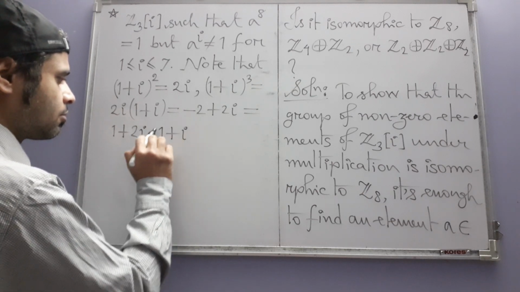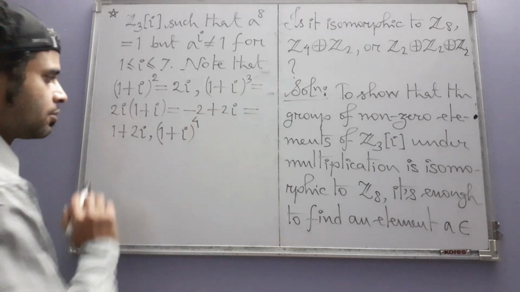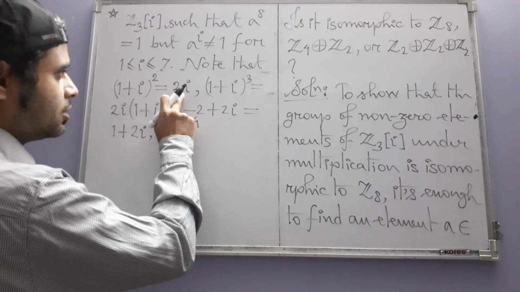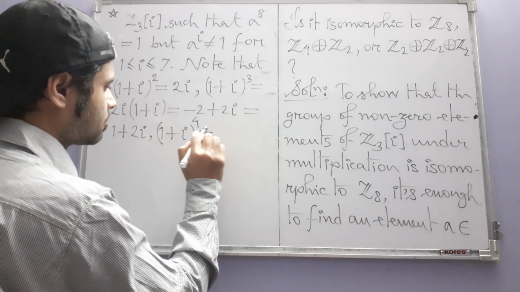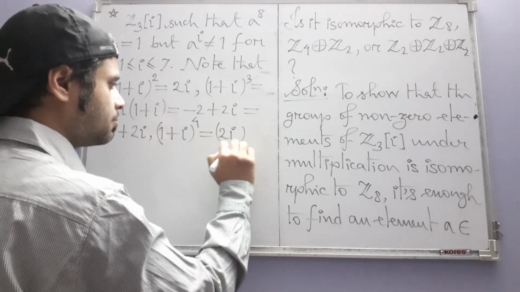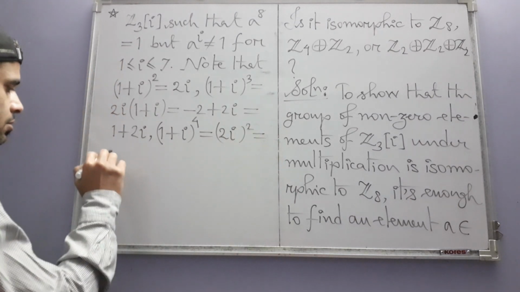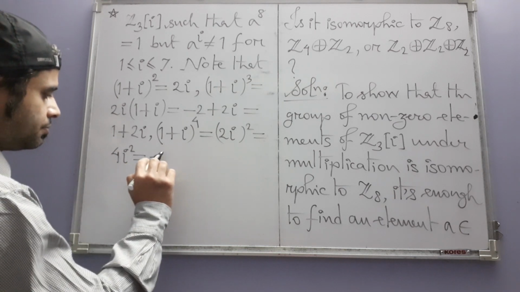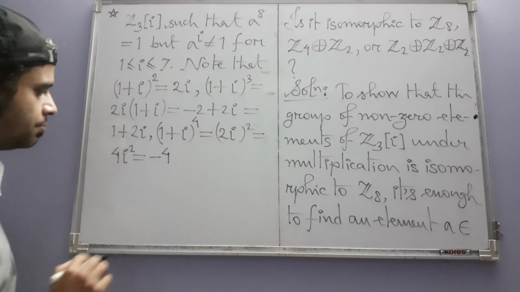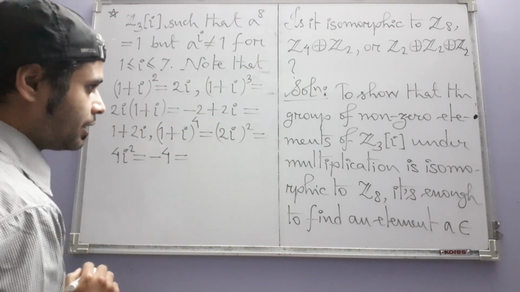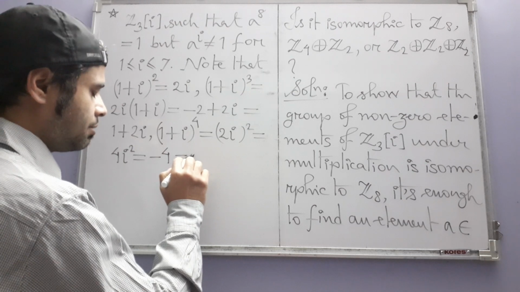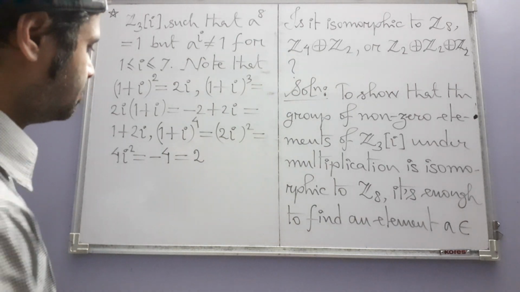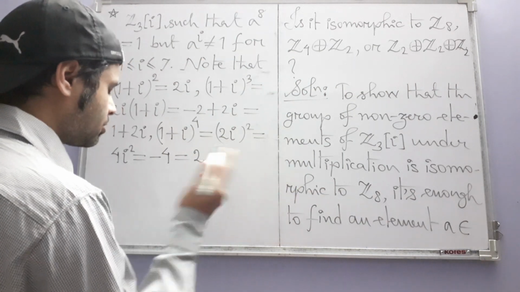Then 1 plus I whole to the power 4. For this we need not use this one. We can square this and get this fourth power. That means 2I whole square, which is 4I square, or minus 4. Now minus 4 in this ring is the same as 2 because 2 plus 4 is divisible by 3, which is also not equal to 1.